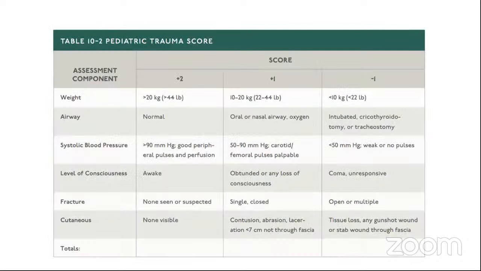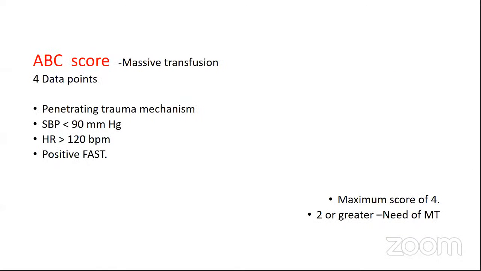So this is how the pediatric trauma score is done. Another one, the last one, is the ABC score. This is commonly used in trauma scenarios to decide upon the transfusion or massive transfusion of the patient during trauma scenarios. So that is the ABC score. There are 4 data points included under this.